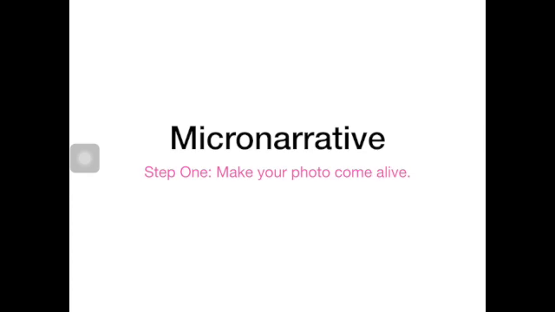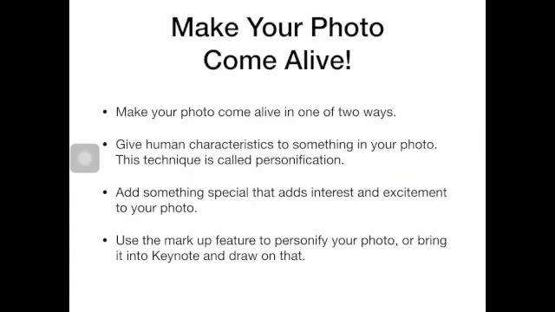We are going to write a very short story called a micro-narrative. Before we begin writing, we need to do some brainstorming about what our story could be about. Research has shown us that one of the easiest ways to come up with a story idea is to use a photo. So today we are going to make a photo come alive as step one in the micro-narrative process.